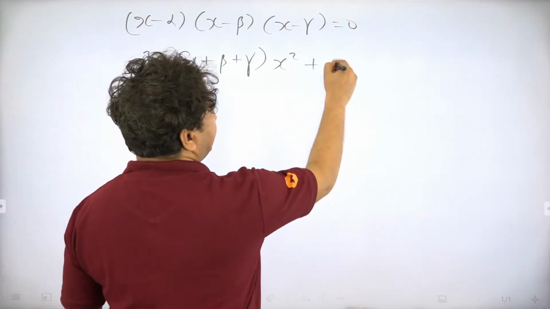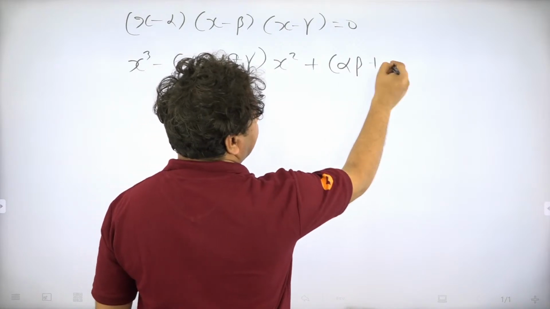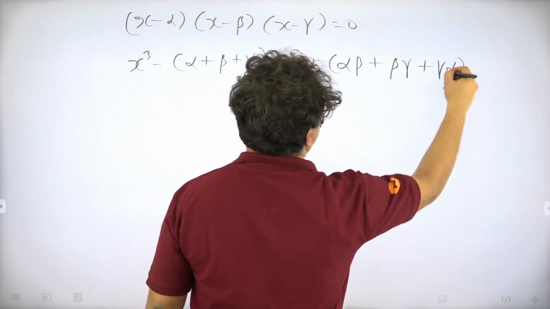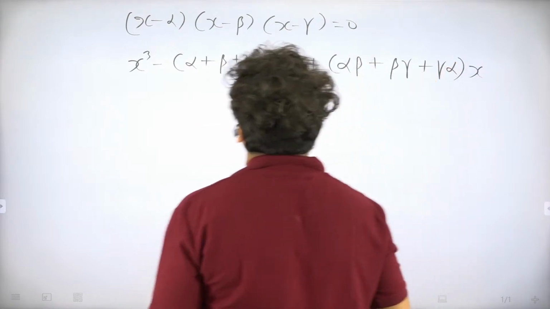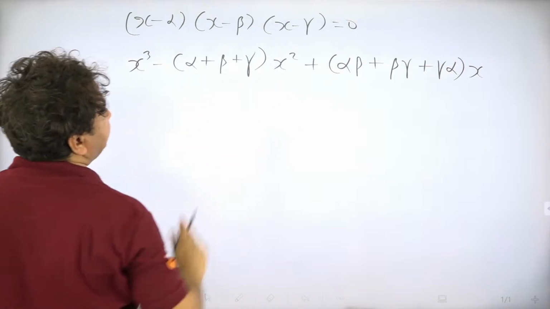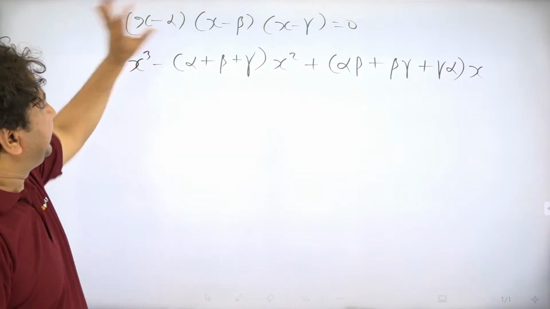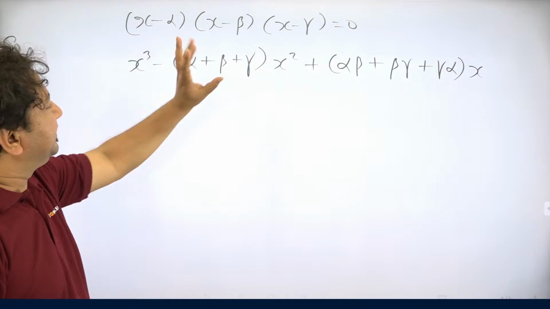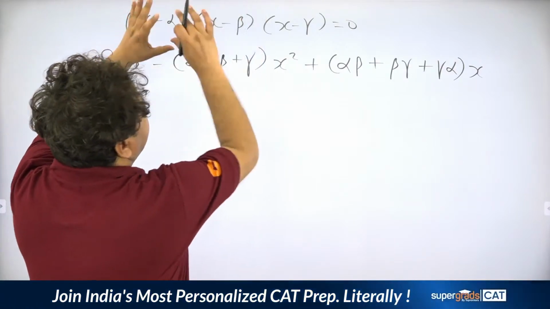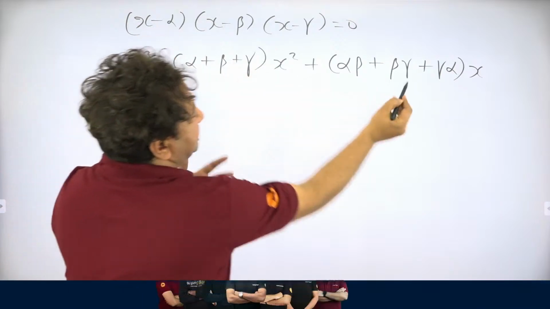The next will be taken two at a time, alpha beta plus beta gamma plus gamma alpha times x. You need to understand that here we have minus, here we have plus. Why does it happen? Because if I take minus alpha or minus beta or minus gamma, minus is common. But now if I take minus alpha and minus beta together, two negatives make a positive, so that is why it is positive.